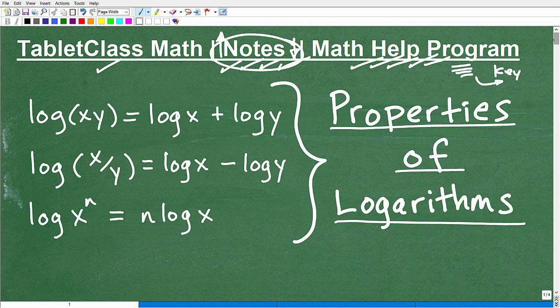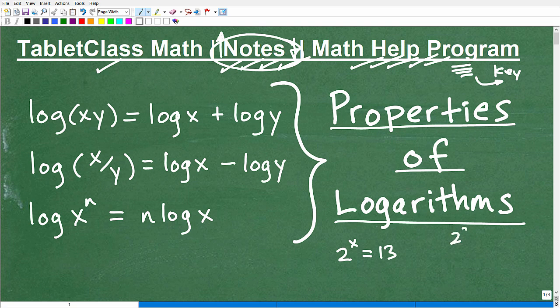Okay, so let's get into these properties here. Now, again, I'm assuming you have a basic understanding of logarithms. Let's just do a quick review. Logarithms would help us solve things like this. Let's say I have the equation 2 to the x power is equal to 13. This is an exponential equation, right?